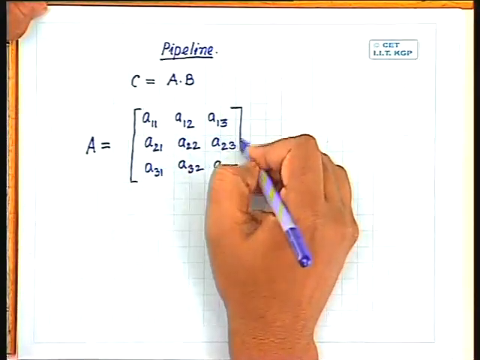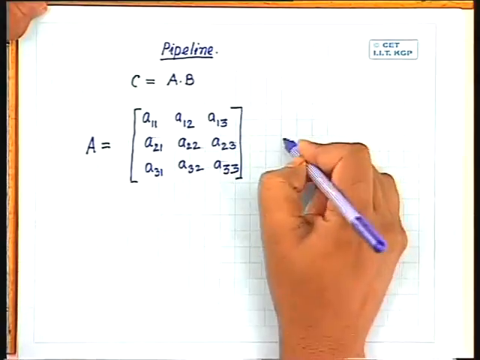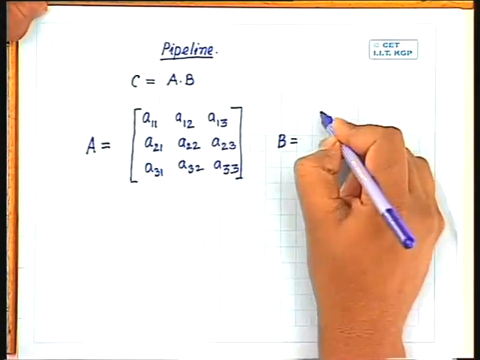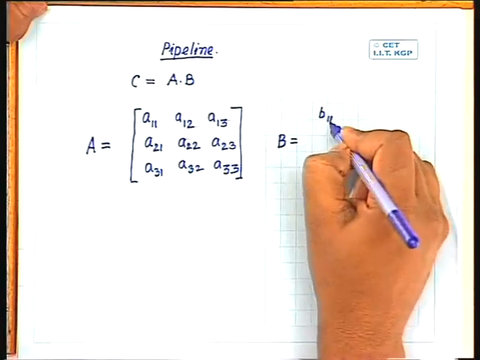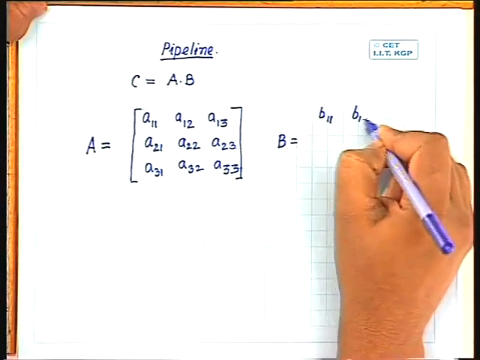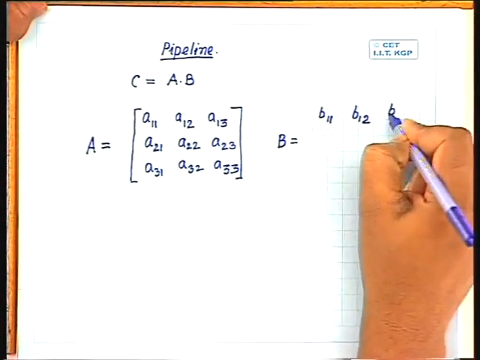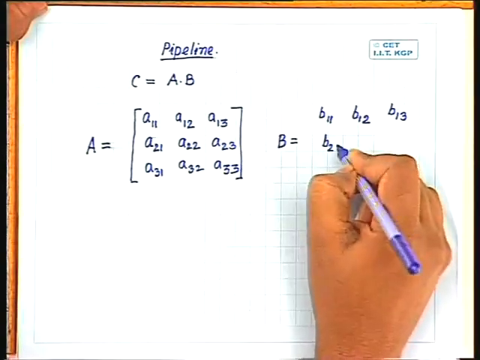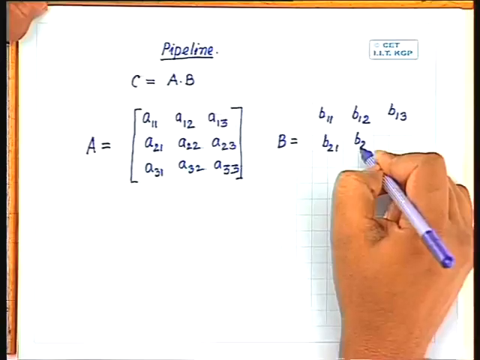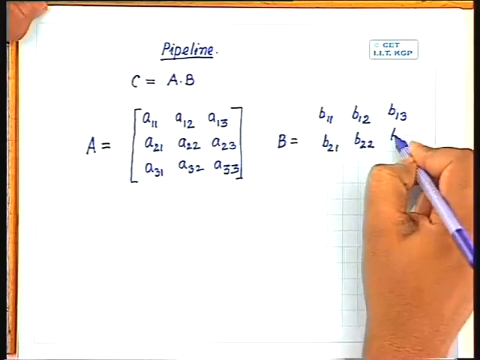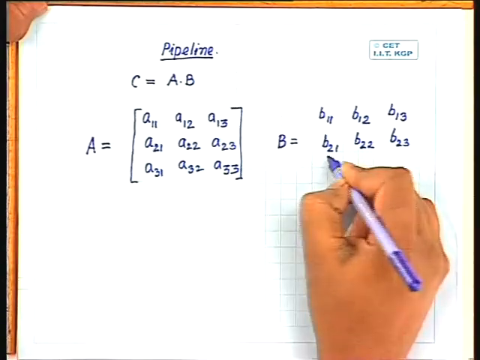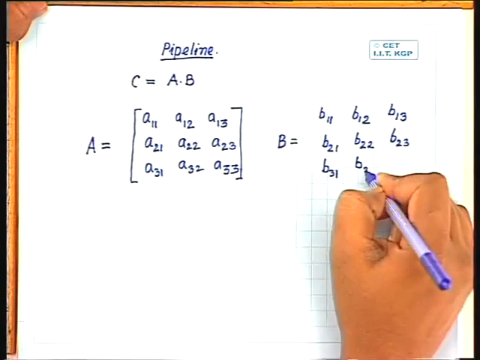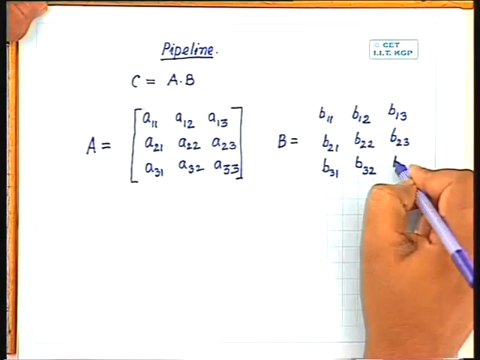and similarly matrix B is also of dimension 3, given by B11, B12, B13, B21, B22, B23, B31, B32 and B33.